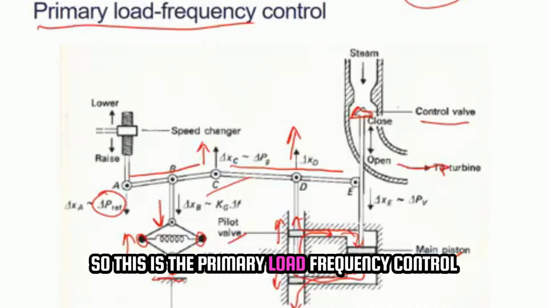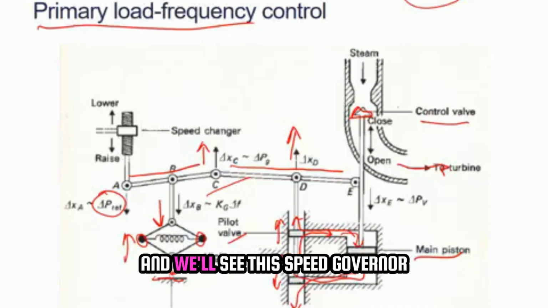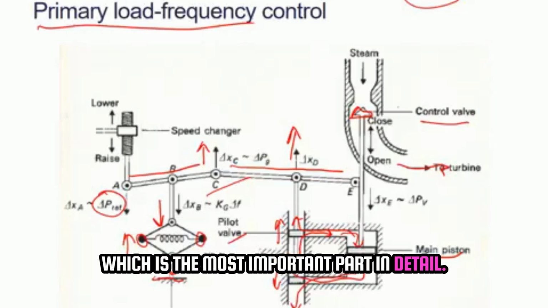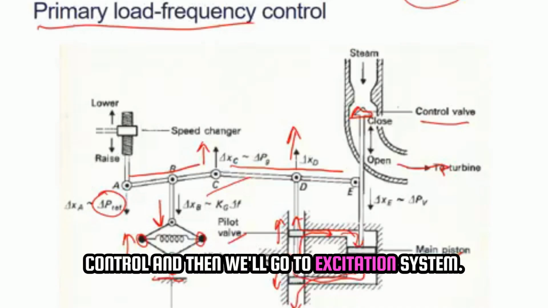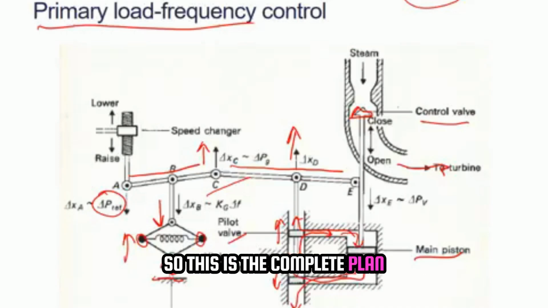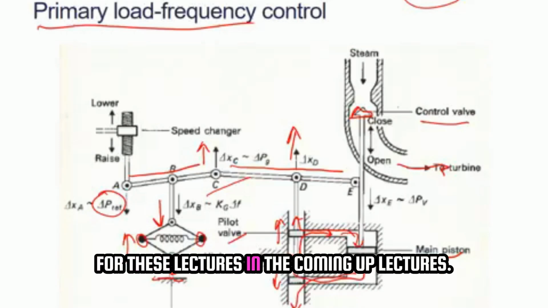So this is the primary load frequency control, and we'll see this speed governor, which is the most important part, in detail, and then we will go for secondary load frequency control, and then we'll go to the excitation system. So this is the complete plan for the coming lectures.